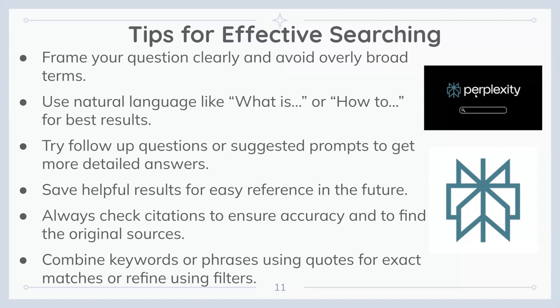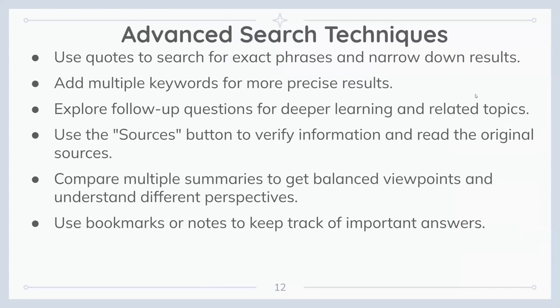You kind of have to type in exactly, but here you can act like you normally do with another person, just type text and then it's just going to get you your answer. So that's a good thing. So here are some more advanced search techniques. You can use quotes to search for exact phrases and narrow down results. You can also add multiple keywords for more precise results.